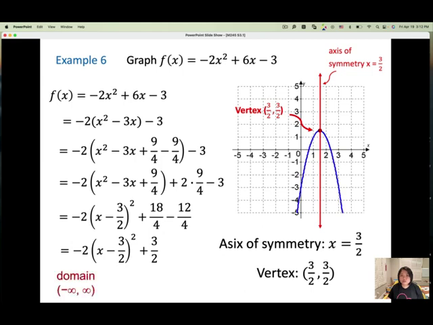Domain from -infinity to +infinity. And then the range starting from -infinity until 3/2, with a bracket.